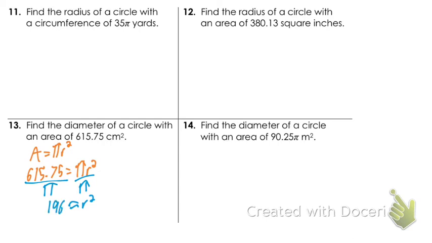196. And what's my next step in getting r by itself? Square root it. Square root to undo the square. Square and a square root undo each other. And so we do it to both sides. So r is equal to, or approximately I should say, 14. And now we could say positive or negative 14, but can you have a negative radius? No, it's not possible because it's a measure.